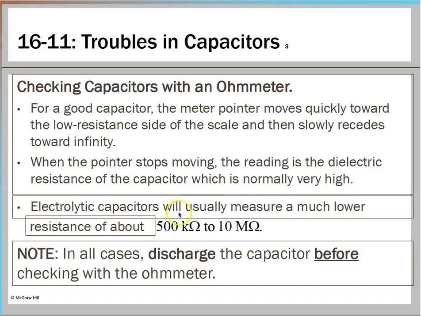An electrolytic capacitor will usually measure a much lower resistance. In the case of an electrolytic, you will get a resistance of 500 kilo ohm to 10 mega ohm. And in all cases, you need to make sure that you discharge the capacitor before checking with the ohm meter.